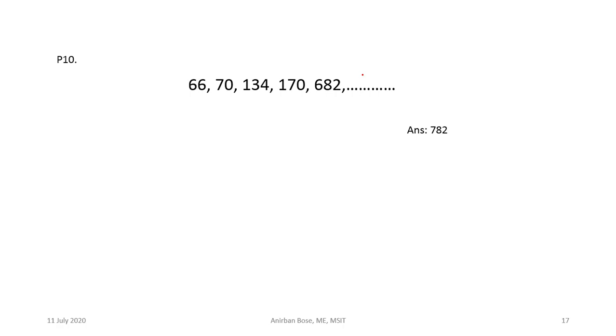now see problem number 10. Here you just see the numbers and find out the difference. Here it is 4. What is the difference? That is 64. What is the difference? That is 36. What is the difference? 682, 512. Okay, so what are these numbers?